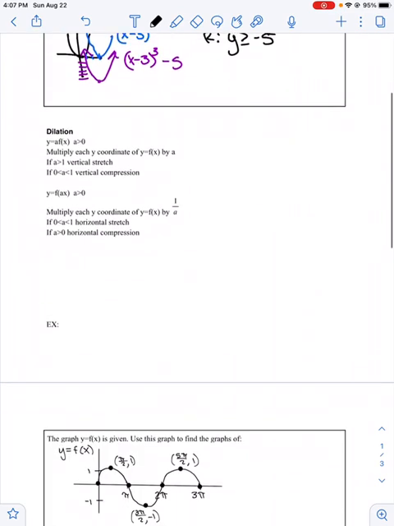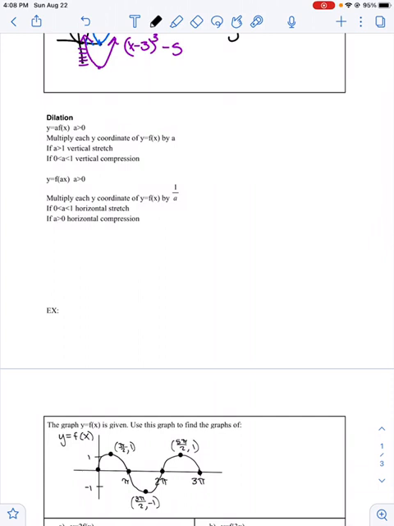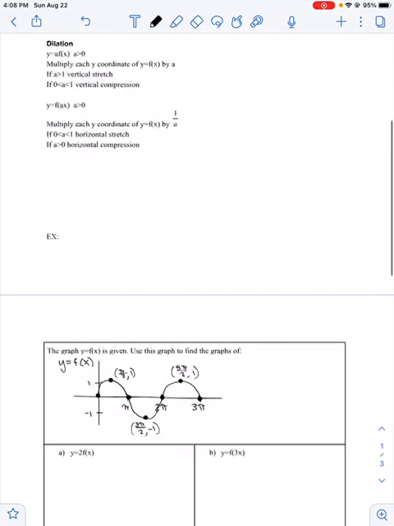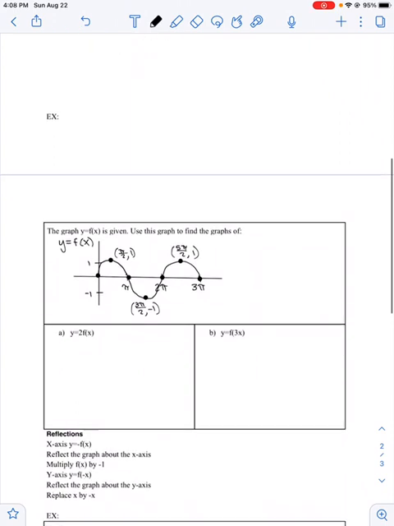Then we'll go over dilation. So you can either stretch or compress, either make it thinner or make it wider. And then we're going to do some examples.